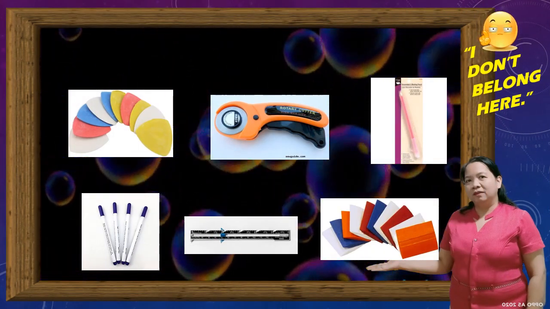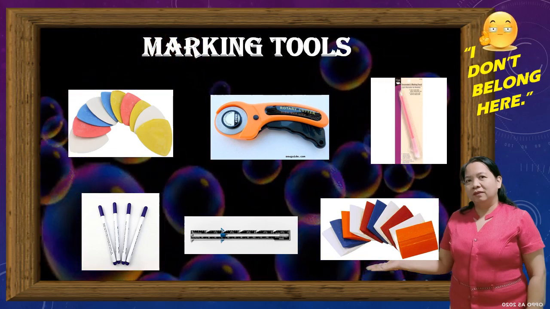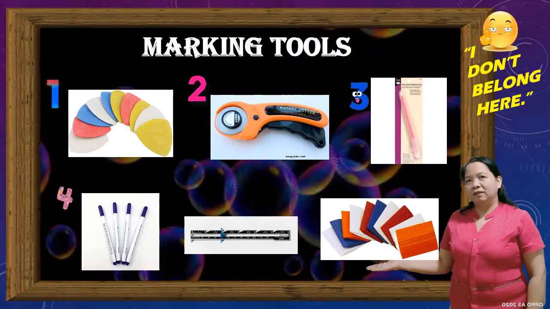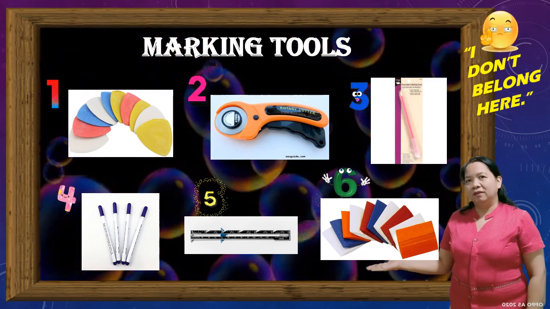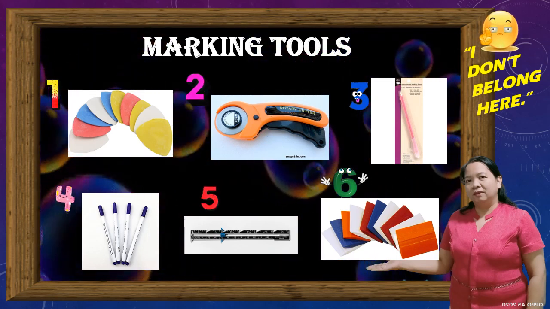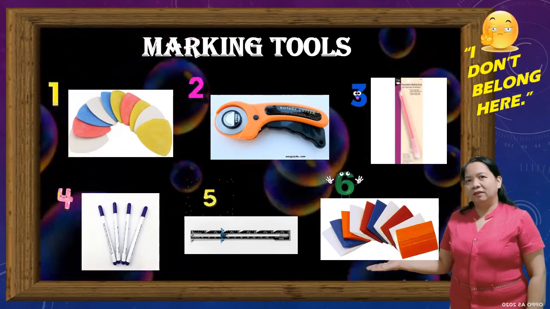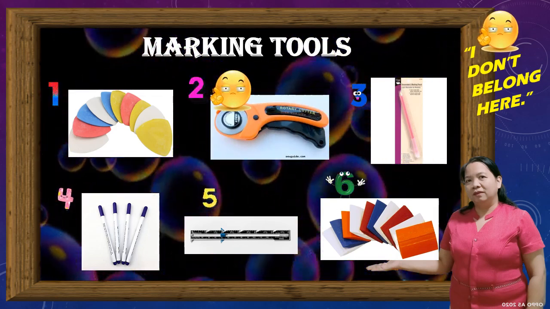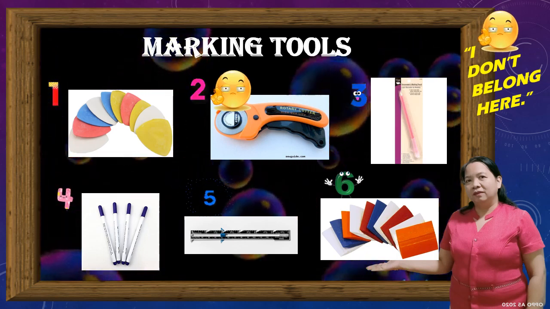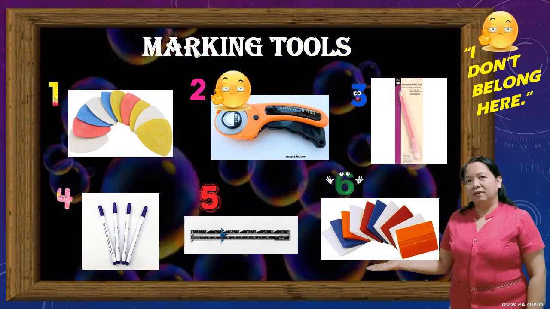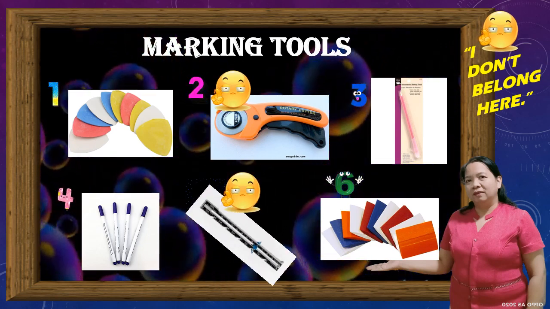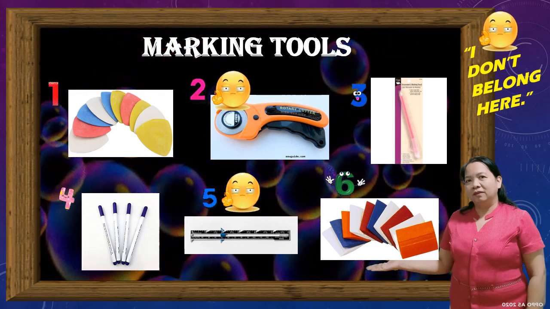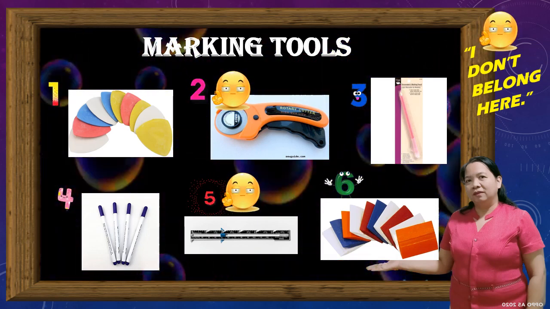Which are not marking tools? What are your answers? The first one is, that is correct. The first one is the rotary cutter. What's the other one? Very good. The seam gauge doesn't belong here. Perfect answers.